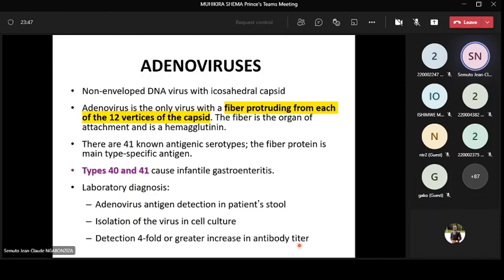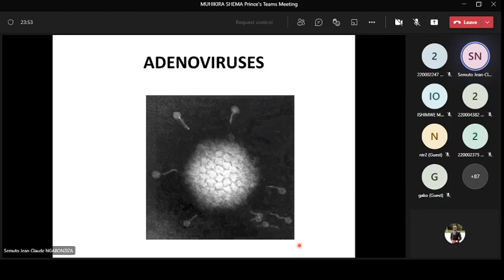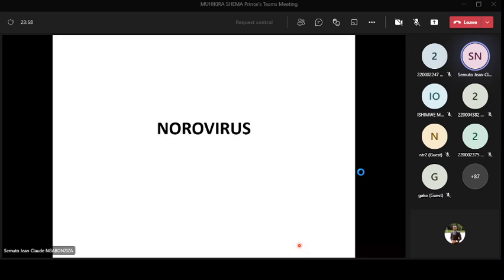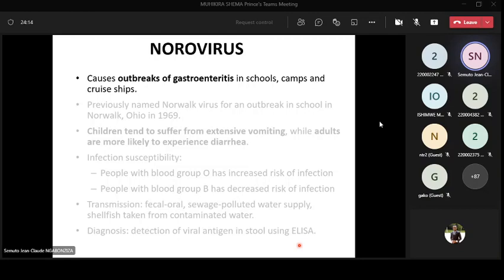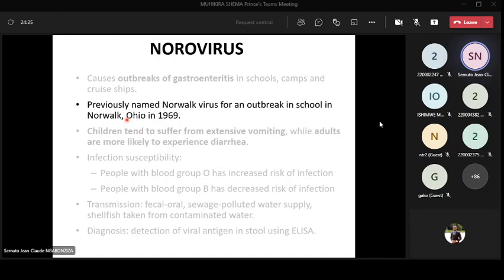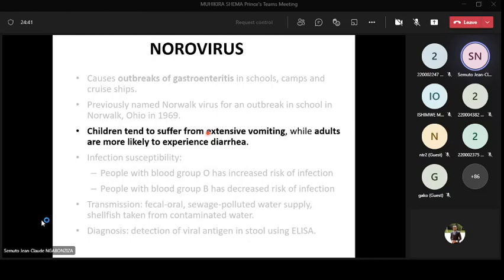This is the morphology of adenovirus. Norovirus is also a main cause, a calicivirus, non-enveloped, with a single strand, linear, non-segmented genome with positive polarity. It may cause outbreaks of gastroenteritis in schools, camps, and on cruise ships. So children tend to suffer from excessive vomiting while adults are more likely to experience diarrhea.